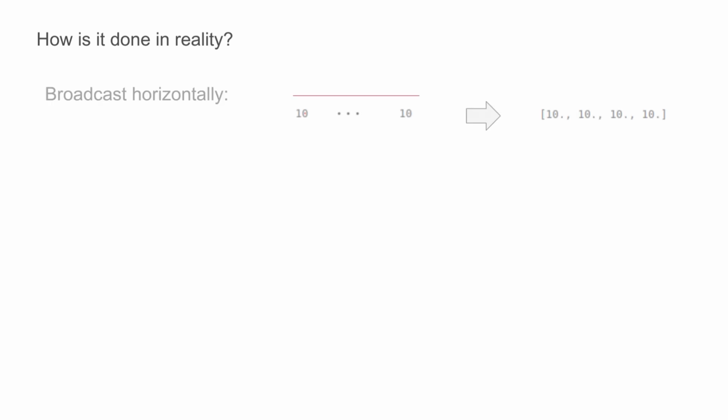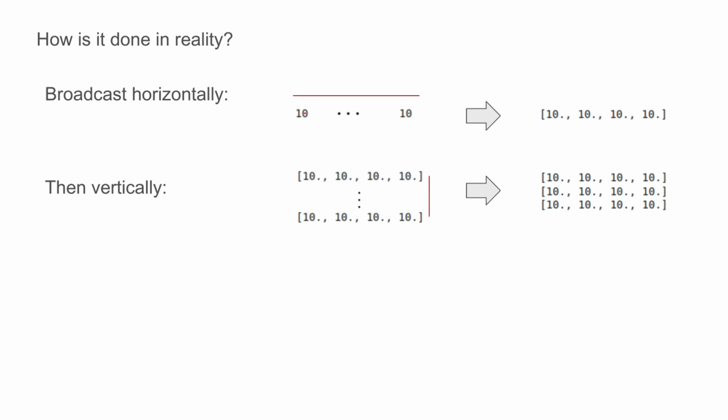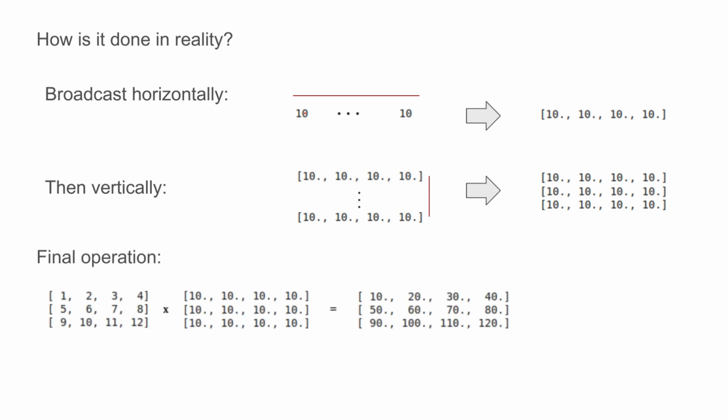It happens in 2 steps. 1. Broadcast horizontally. The smaller tensor is expanded across columns. 2. Broadcast vertically. Then, it's expanded across rows. This automatic expansion allows tensors with different shapes to operate together seamlessly.